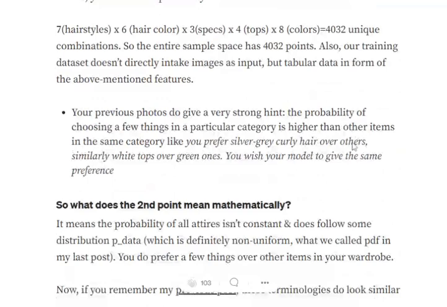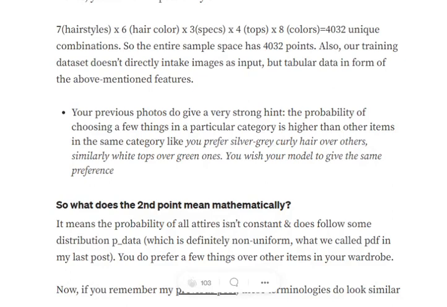Also, there is one more point to figure out: the probability of choosing a few things in particular categories is very high compared to other props in that same category. For example, you prefer silver gray curly hair over others, similarly white tops over green tops. So there are two things. One is the possible combinations that you have, the possible attire, the items that you can wear. Second is that you also prefer certain elements from different categories, right?